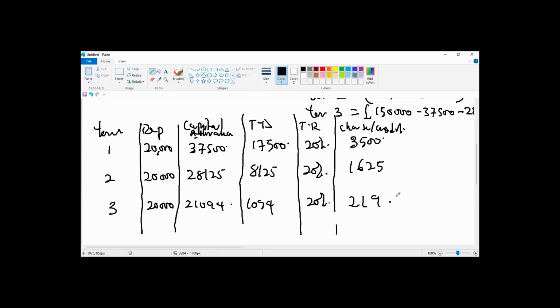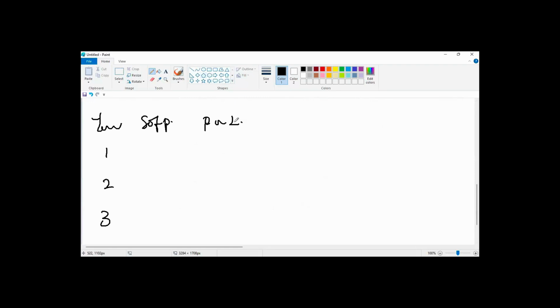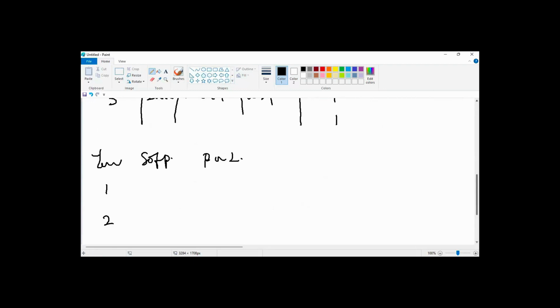I have gotten the P or L. Now I go to the statement of financial position. How do I get it? I've gotten the P or L based on the requirements, 1, 2, 3. I got the P or L first before the SOFP. How much is the P or L figure? First one is 35, 1625, then we have 219.